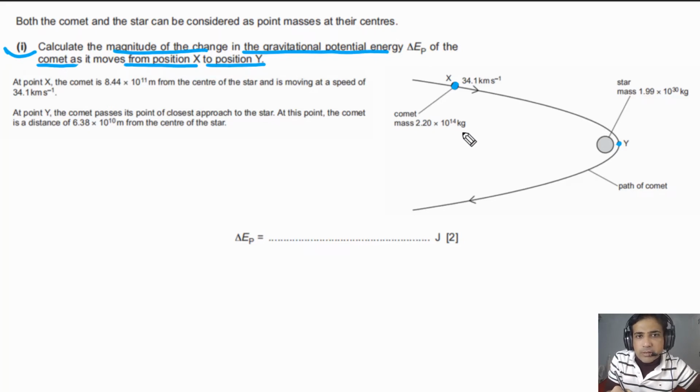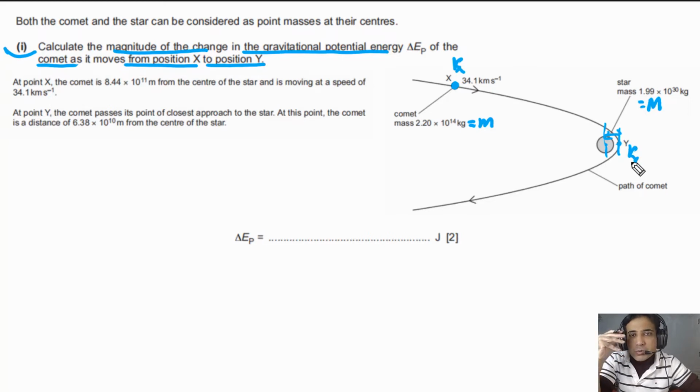So first of all, we can label the mass of the comet small m, and the mass of the star we can label this one is equal to capital M. And we can also label the distance of this comet from the center of this star. Let's say this distance is equal to Rx. We can say this distance is Rx, and the distance of the comet from the center of the star at this point, let's say this distance is Ry. So we can label this is Ry.